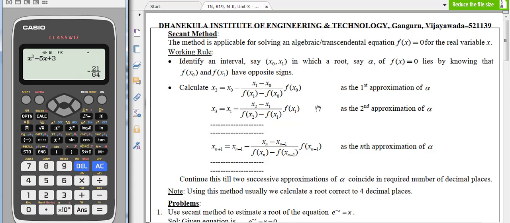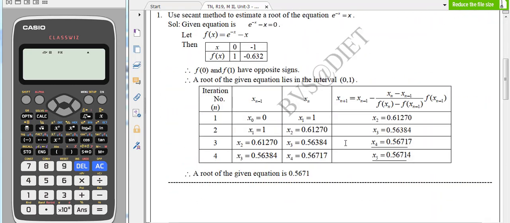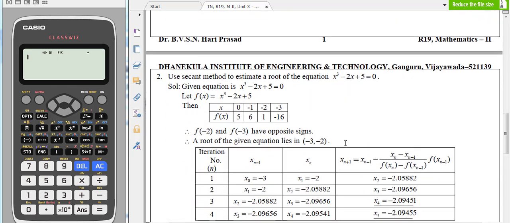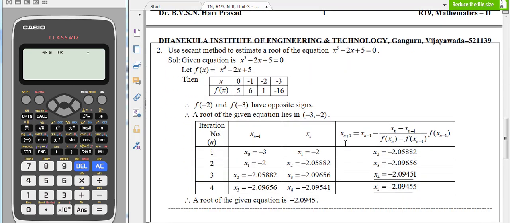Now let me explain a solved problem. Here the problem is, use the secant method to estimate the root of the equation x cube minus 2x plus 5 equal to 0. To obtain the solution of the given equation, we just copy down the given equation.